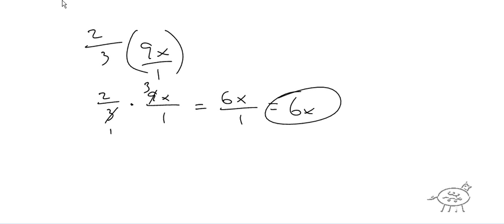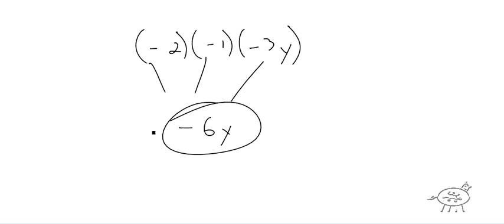Here's one more, because I'm trying to cover a lot of things that you're going to see in your homework. Negative 2 times negative 1 times negative 3y. That's pretty easy. Again, it's going to be negative. 2 times 1 is 2, times 3 is 6. So it's negative 6y. Pretty mellow. All right, so that's the first part.